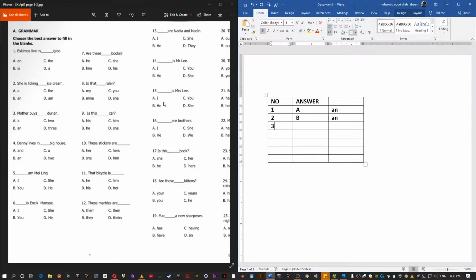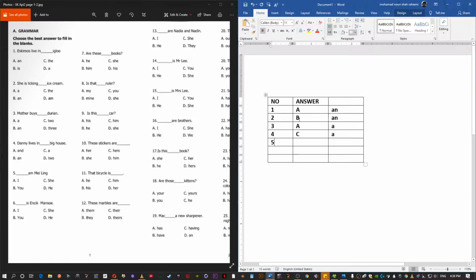Alright, let's look at number 3. Alright, number 3. Mother buys durian. Okay, so a durian. Okay, number 4. Number 4 is Danny lives in big house. Again, the answer is C, a big house. Kenapa a, kenapa bukan an, kenapa bukan the? Sebab dia tidak memberi maklumat tambahan apa. Apa yang memberitahu big house tu, big house yang mana? I hope it's clear.